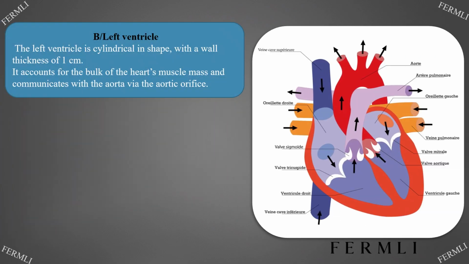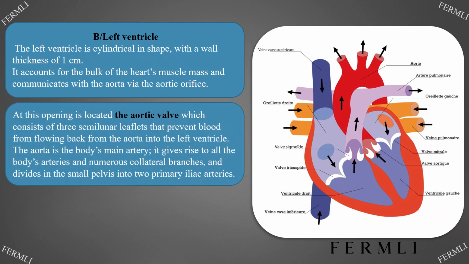B. Left ventricle. The left ventricle is cylindrical in shape, with a wall thickness of 1 cm. It accounts for the bulk of the heart's muscle mass and communicates with the aorta via the aortic orifice. At this opening is located the aortic valve, which consists of 3 semilunar leaflets that prevent blood from flowing back from the aorta into the left ventricle.